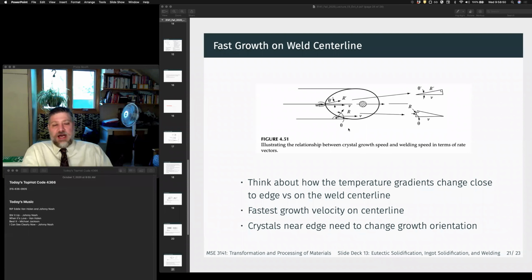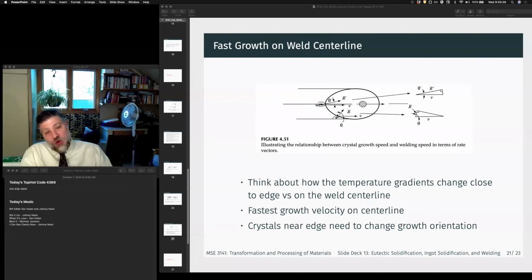So let's think about the center line. If we're near the center line, the heat flux direction is always along the center line of the weld, and the velocity is this way, right? So essentially we just have a simple cosine rule, like in physics 1, if we project our 100 type growth direction along the heat flux direction. These well-oriented crystals can grow, and will tend to grow this way.